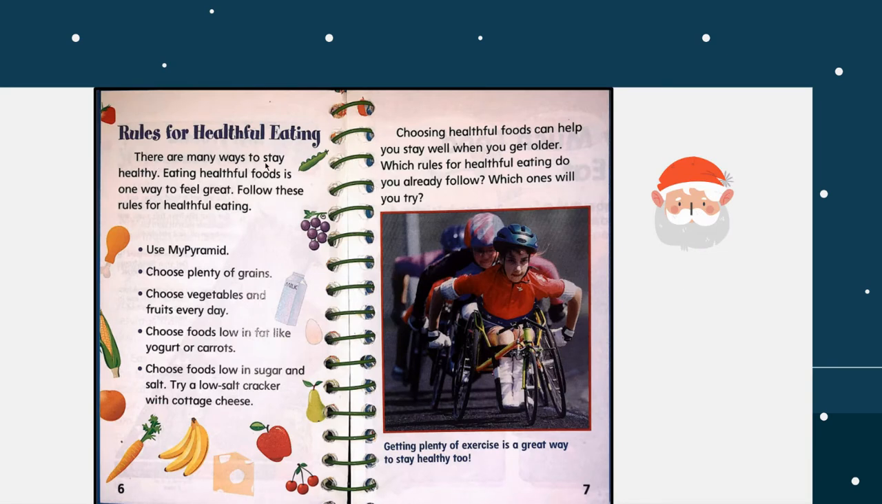Let's see, rules for eating healthy. So, there are many ways to stay healthy. Eating healthful foods is one way to feel great. So, follow these rules for healthful eating. So, use MyPyramid. Again, you can use MyPlate. Choose plenty of grains, choose vegetables and fruits every day, choose foods low in fat like yogurt or carrots. Again, you're not supposed to eat a lot of fat, it's not healthy for you.